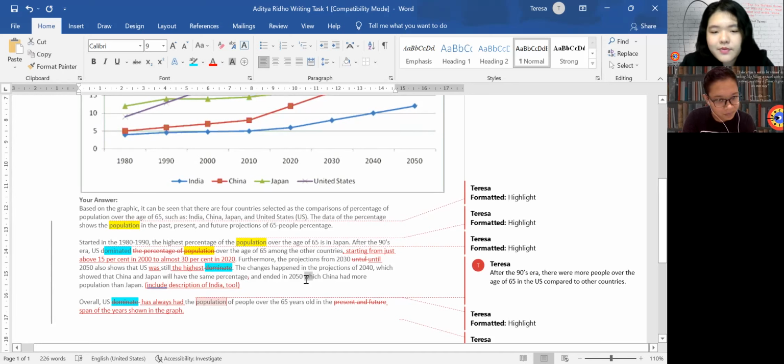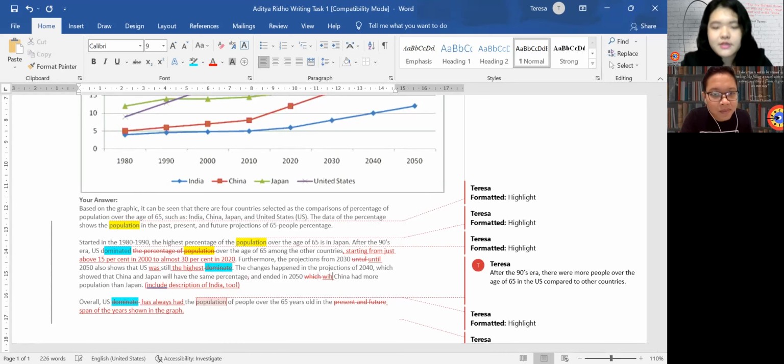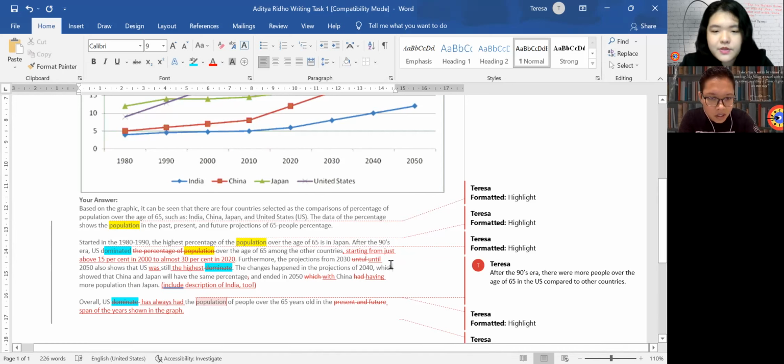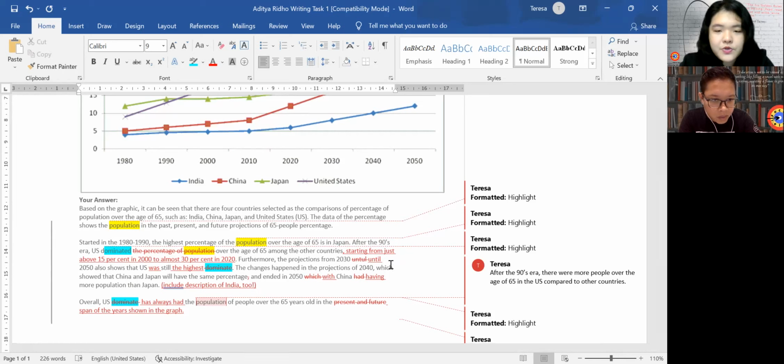I think this will be more sophisticated if you change it like this, with China having more population, and ended in 2050 with China. Noun phrase, with China having more. It's not a new sentence then. No, it's not. It's a noun phrase. China having more population. It shows your range too, because you know noun phrases, not only which.